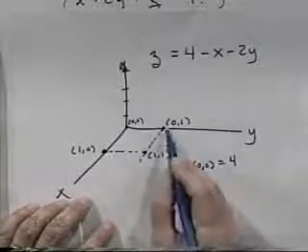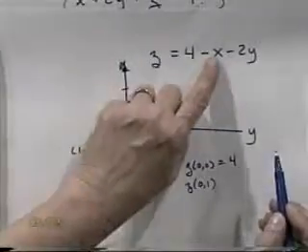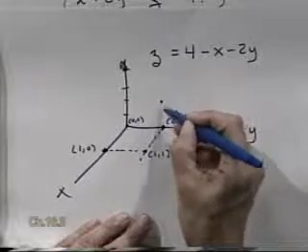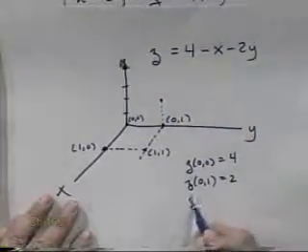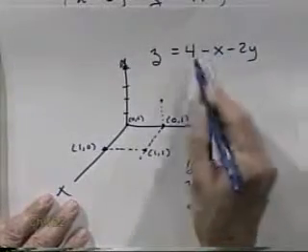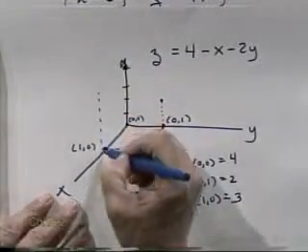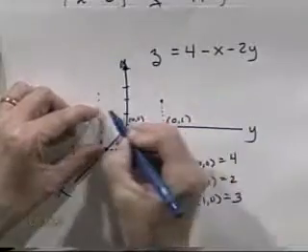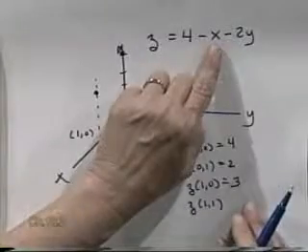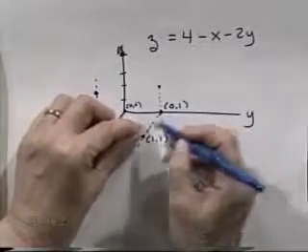If I want to know where my rooftop is at 0, 1, I want to know what z is at 0, 1. I put a 0 in for x, a 1 in for y, I get 2. So it's going to be about 1, 2 right here. If I want to know what z of 1, 0 is, I get 4 minus 1 minus 0, which is 3. So that's a height of 3 there, so we'd be about here. And the last one, what's z of 1, 1? I get 4 minus 1 minus 2, 4 minus 3 is 1. So at 1, 1, we have a height of 1.